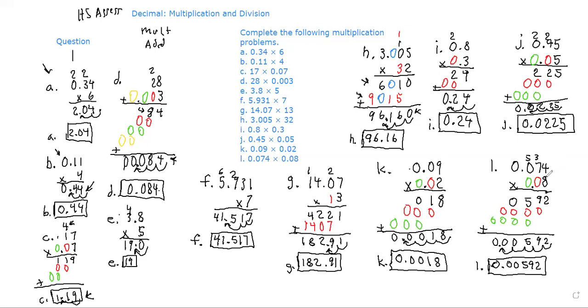8 times 4 is going to give us 32. We put the 2 down, and we're going to carry that 3 up to the top. Now 8 times 7 is going to give us 56. 56 plus 3 is 59. We put the 9 down, we carry the 5 up to the next place value on top. 8 times 0 is 0, plus the 5 is going to give us 5. And then 8 times that last 0 is going to give us 0. So we're done with the first row here.